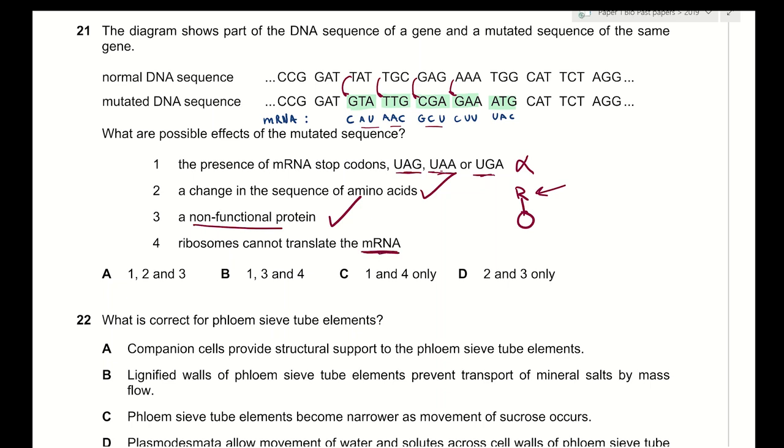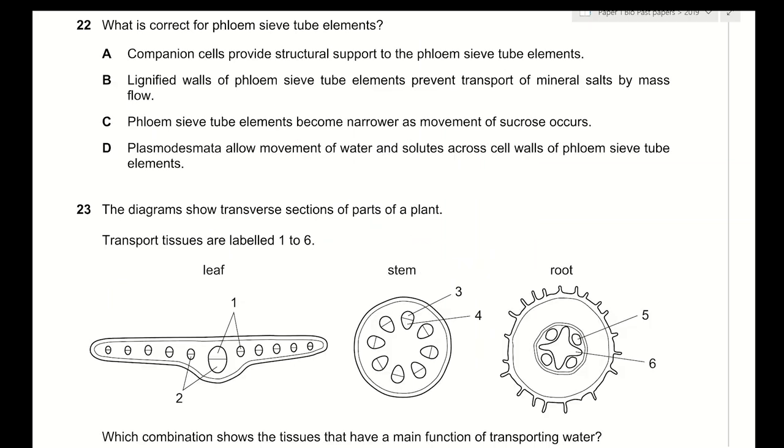There isn't an error in translation. It's still able to read them, and a complementary tRNA molecule with that mutated base sequence is still going to visit the ribosomes. However, this does not mean that the protein is functional, but it could still be translated. Therefore, this is incorrect, and the answer is going to be D. Question number 22. What is correct for phloem sieve tube elements?